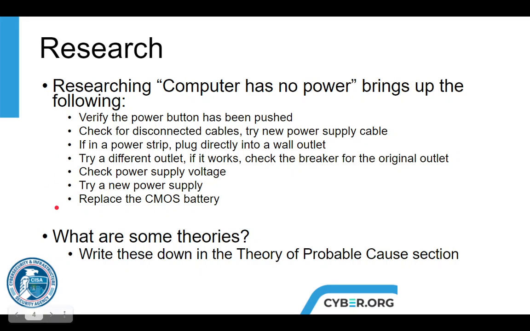So most people probably have most of these in their head, but there's some interesting things. Most people probably wouldn't think to replace the CMOS battery. Most people would not check this, and we'll talk about the supply voltage. So those are not common, but let's go ahead, and this is what research shows up, right? We did a research, knowledge base, where we got this information. These are things that could be reasons for it not turning on, right?